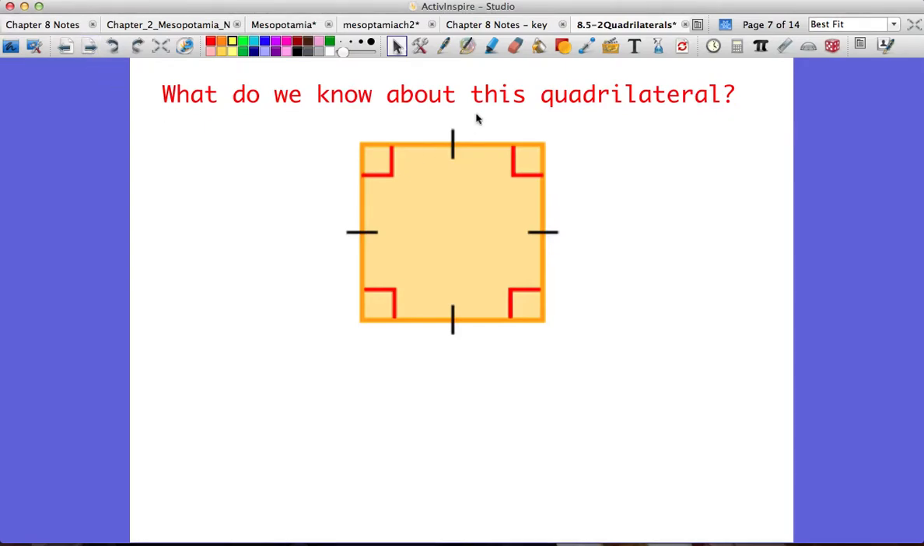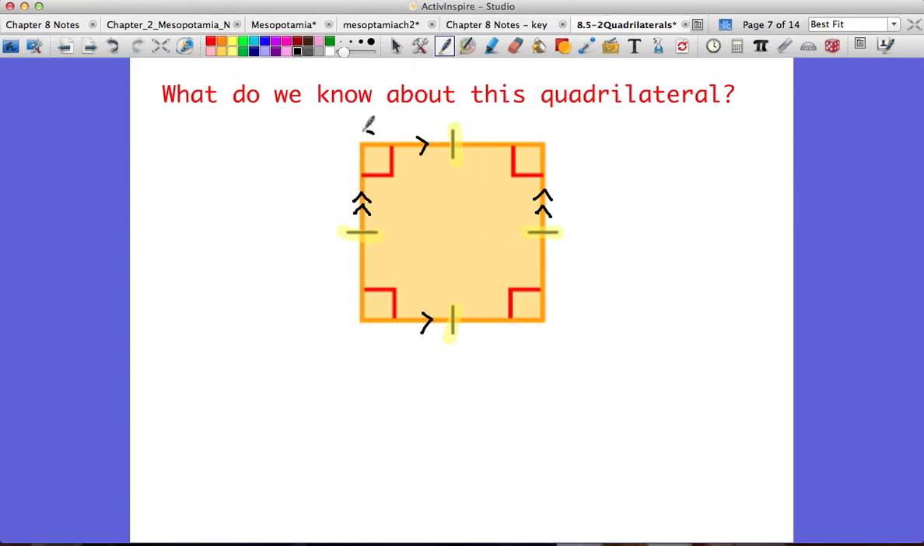Alright, then we have this shape. We all know what this shape is, but what makes this a square? First things first, all four sides have to be congruent. Just like a rhombus, all four sides are congruent, so it has the characteristics of a rhombus as well, because it also has two sets of parallel sides. So it is a parallelogram with four congruent sides, which also makes it a rhombus.